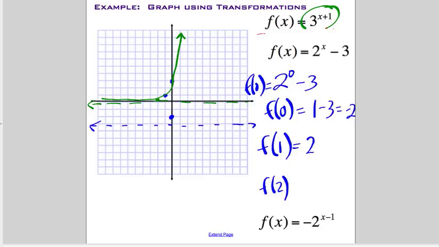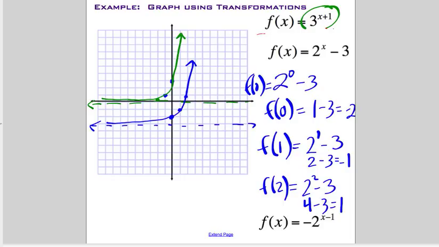So f of 1 is 2 to the first minus 3, which is 2 minus 3, or negative 1. So at 1, it's negative 1. And then f of 2 is 2 to the second minus 3, or 4 minus 3, which is 1. So f of 2 is 1. So there I see my increasing curve. I always want to plug in those 3 points and find my horizontal asymptote.